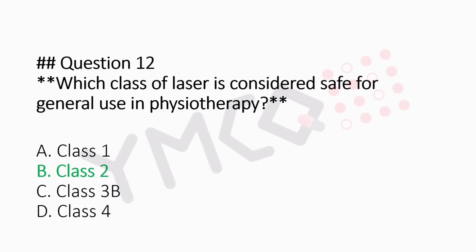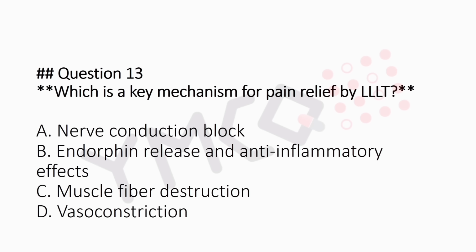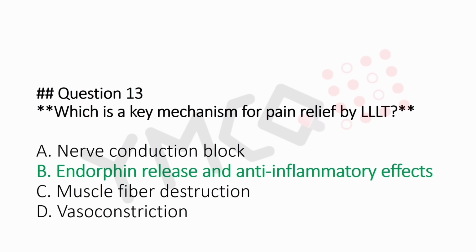Now let's move to question number 13. Which is the key mechanism for pain relief by LLLT? Option A, nerve conduction block. Option B, endorphin release and anti-inflammatory effect. Option C, muscle fiber destruction. Option D, vasoconstriction. And the answer is option B, endorphin release and anti-inflammatory effect.